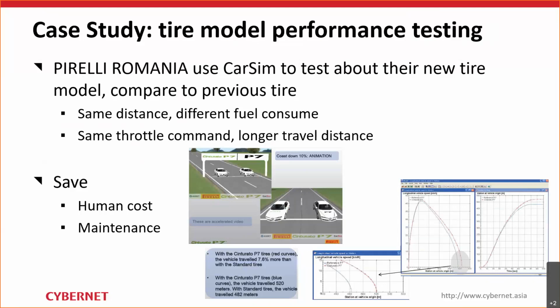All of these variables can be controlled in simulation. We can have a totally same vehicle except for tires in CarSim. The simulation difference is fully a result of the tire model's difference. They use CarSim to save lots of human costs and vehicle maintenance to test their tire model.